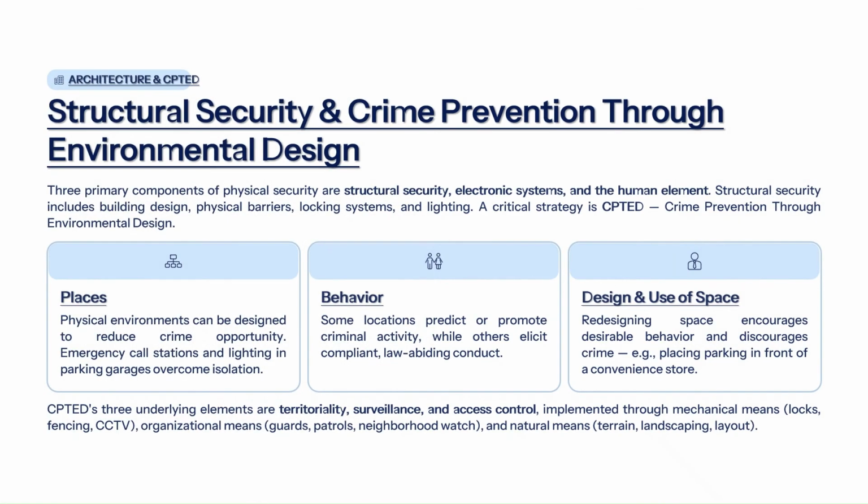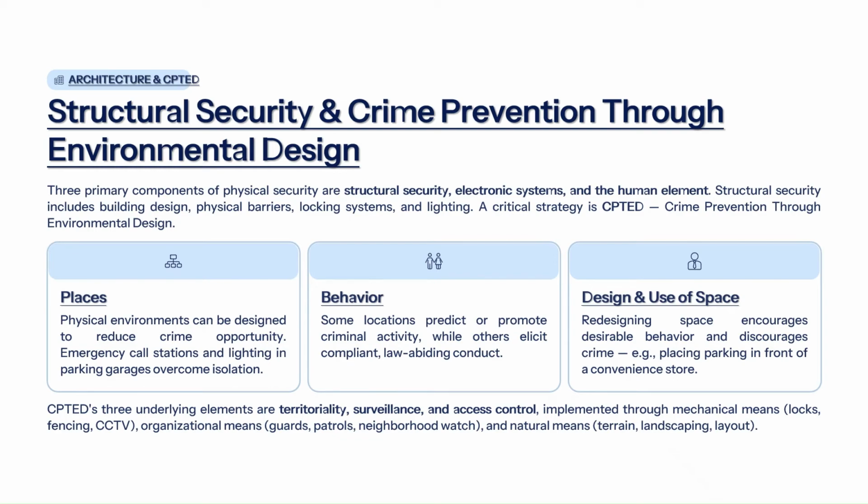Structural security integrates physical construction elements with crime prevention principles. One key concept is crime prevention through environmental design, or CPTED. CPTED focuses on designing environments that naturally reduce opportunities for crime. Physical elements include barriers, locks, reinforced doors, fencing, and lighting, features that physically restrict or guide movement.